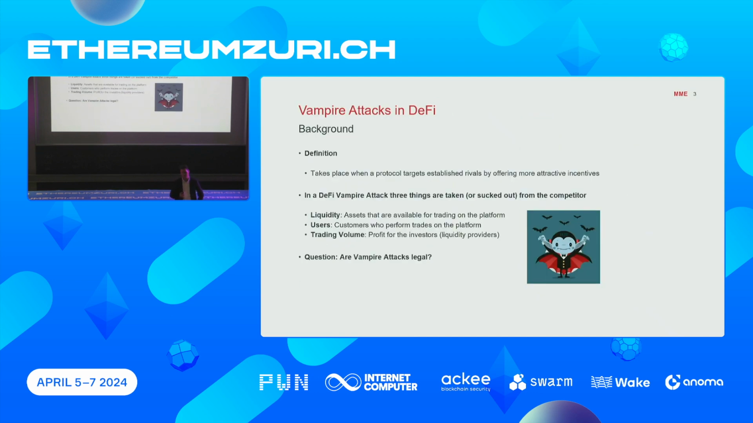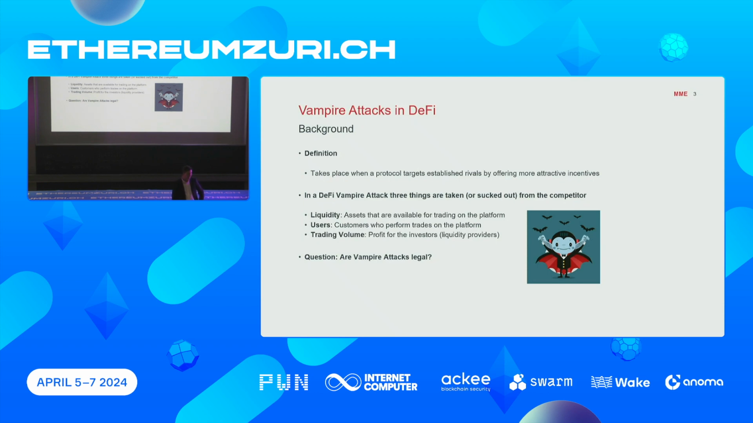So we're here to talk about IP protection and open source and how to protect your software. But I actually want to start with something else. Who of you has heard of vampire attacks? Okay, a few. In a vampire attack, there are a few definitions out there, but a good one that I found is that basically a protocol attacks another protocol and tries to assume its place by offering more attractive incentives.